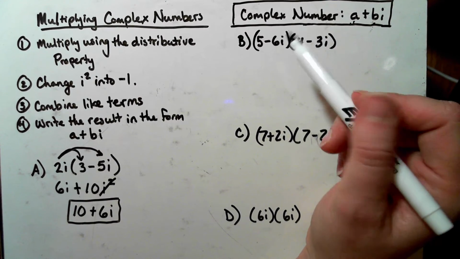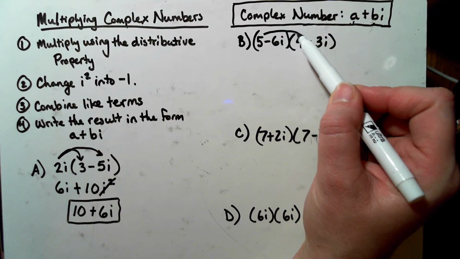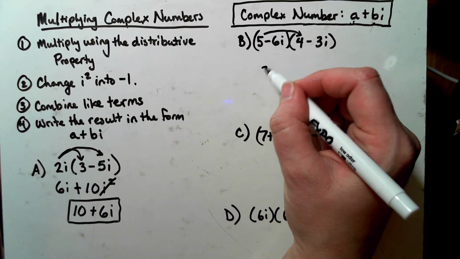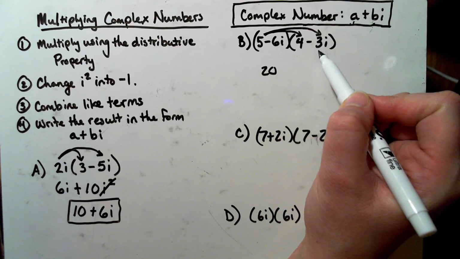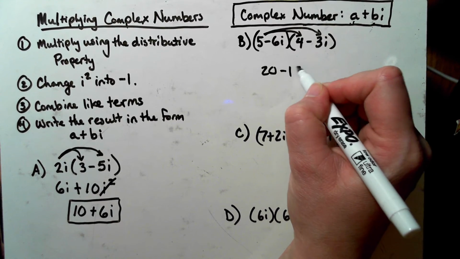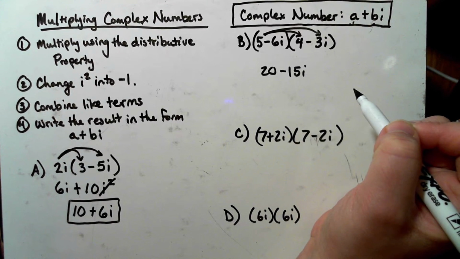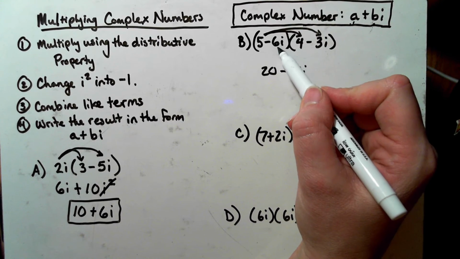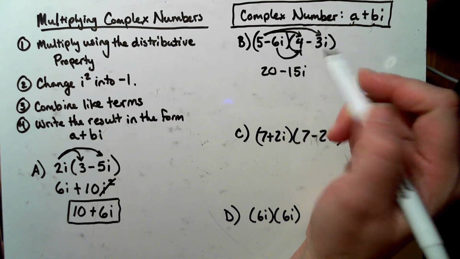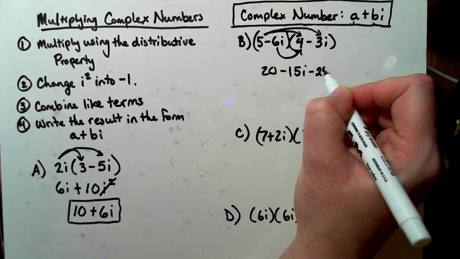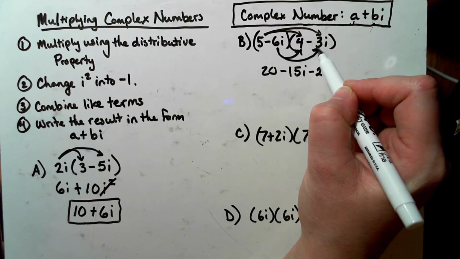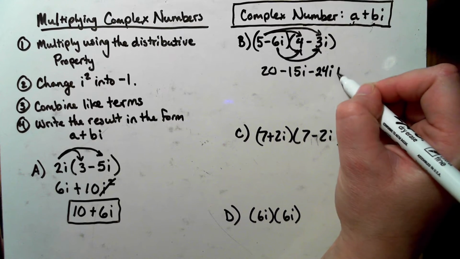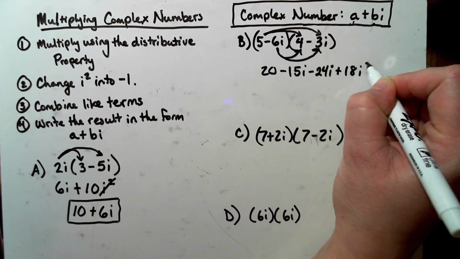Again, I'm going to use the distributive property. 5 times 4 is 20, and 5 times -3i is -15i. Now I'll do the -6i. -6i times 4 is -24i, and -6i times -3i is +18i squared.